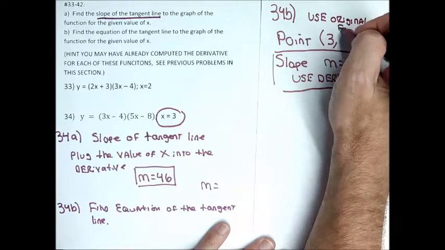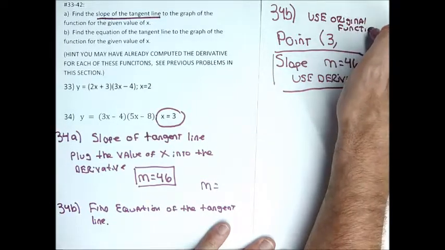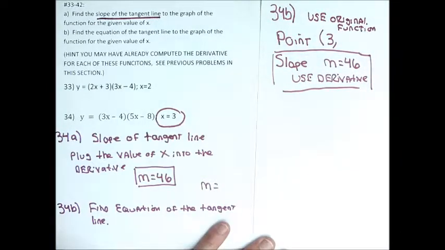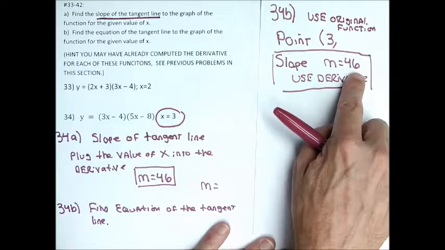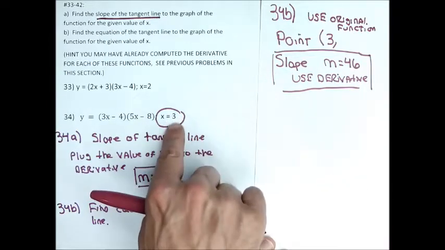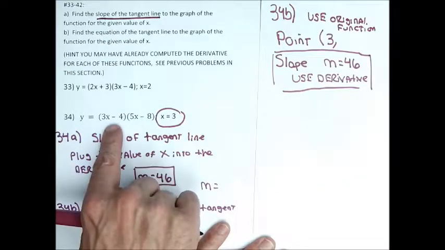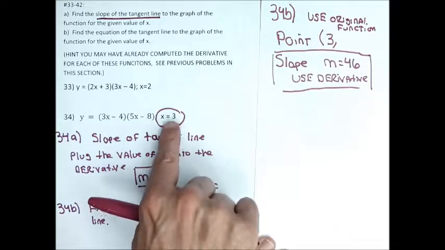To finish up finding the point part of what's needed to find the equation of a tangent line, I need to use the original function. If I take the value of x that's given and plug it into the derivative, I get the slope of the tangent line. If I take the value of x that's given and plug it into the original function, I get the y coordinate of the point that has an x coordinate that's given to me.